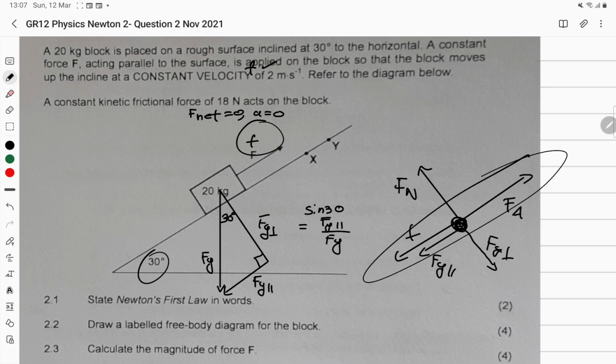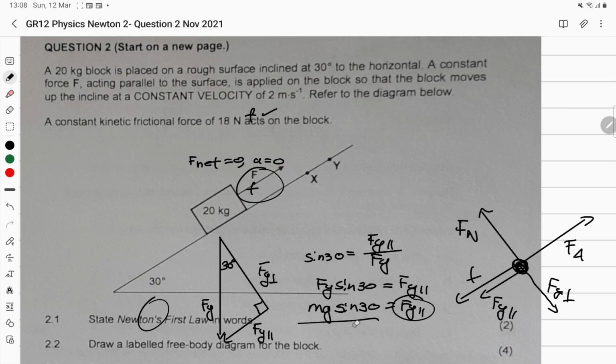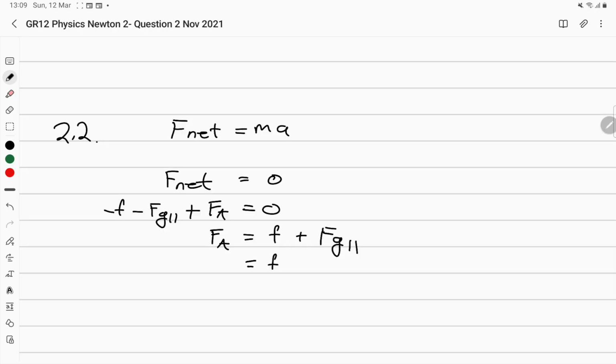Alright, so let me rewrite this. It'll be FG parallel over FG, so FG sine of 30 is equal to your FG parallel. Remember, your FG is just your weight, so it's mg sine of 30. So we can replace the FG parallel in the equation with this mg sine 30. Alright, so we're back, and the FG parallel is going to be FG sine of 30.